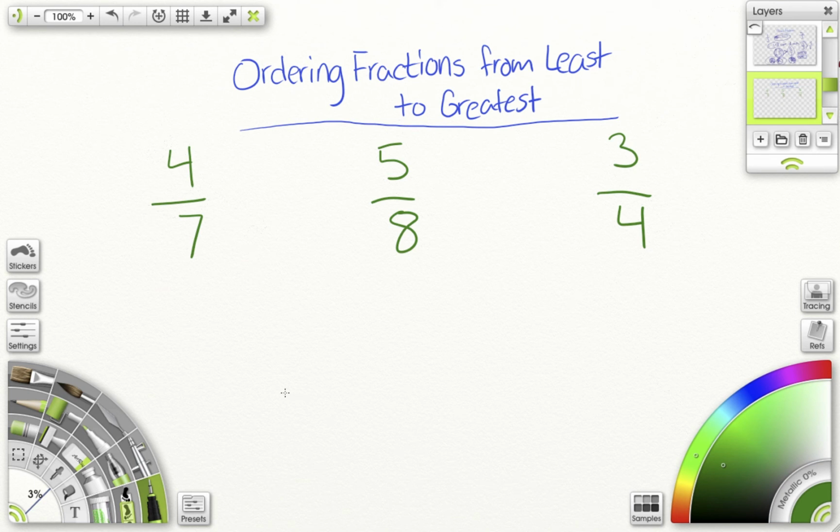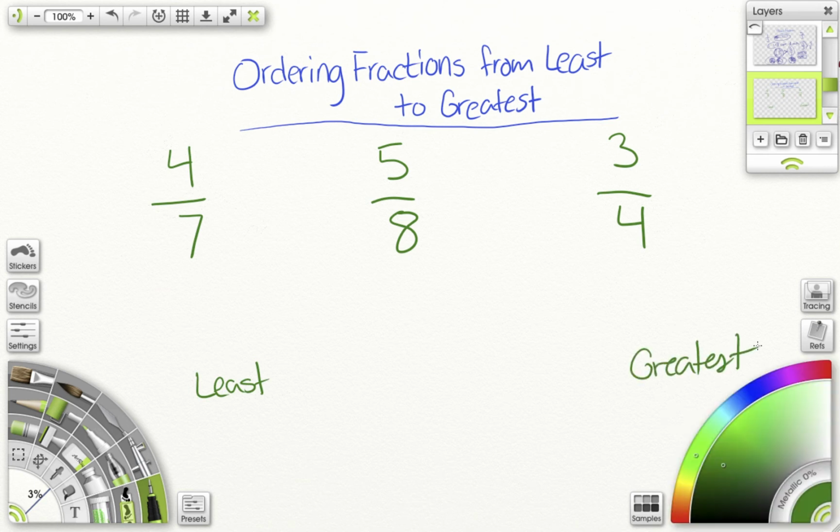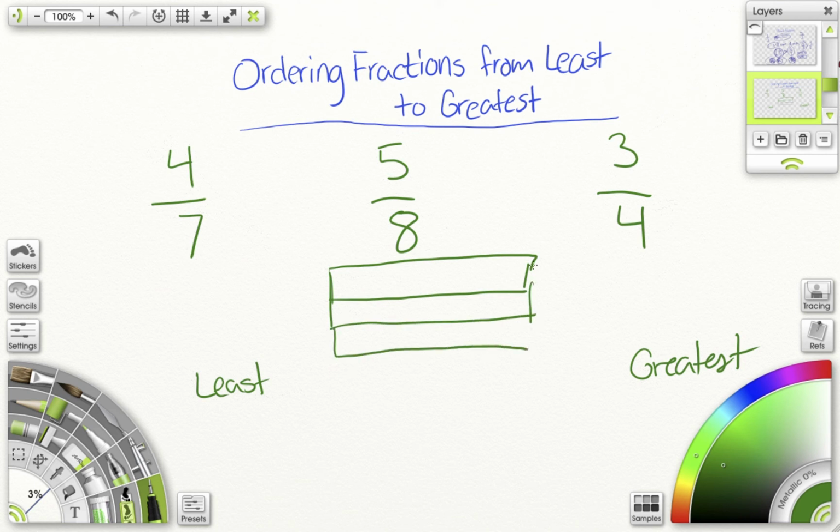So we're going to put the least on the left side here. So this will be least. This will be greatest right here on the right side. How can I order these 3 fractions from least to greatest? Easiest way to do it is we have 1, 2, 3 fractions. We're going to draw out our fraction strips. So I have 1 fraction strip, 2 fraction strips, and 3 fraction strips. They're all the same size. So you see how they're all the same length.